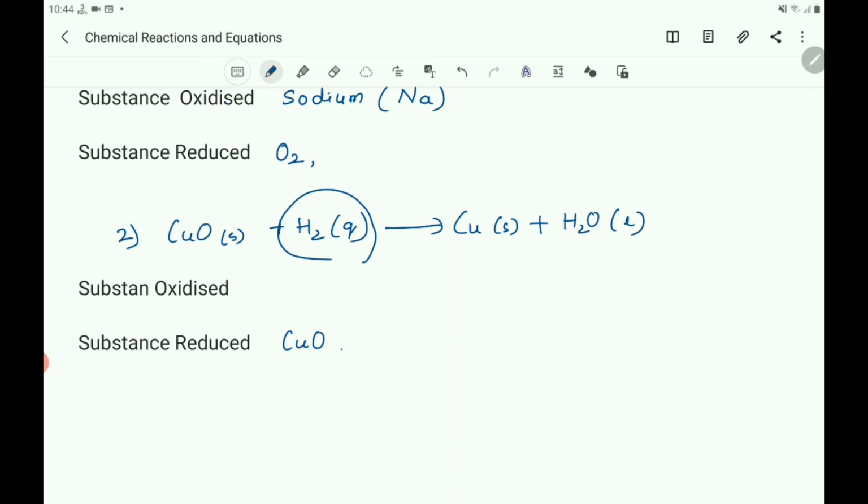Then here H2 gains oxygen and becomes H2O, which is water. As there is gaining of oxygen by the H2, H2 is oxidized. This is the reaction in which hydrogen is oxidized and CuO is reduced. Here H2 is oxidized by gaining oxygen and CuO is reduced by losing oxygen.